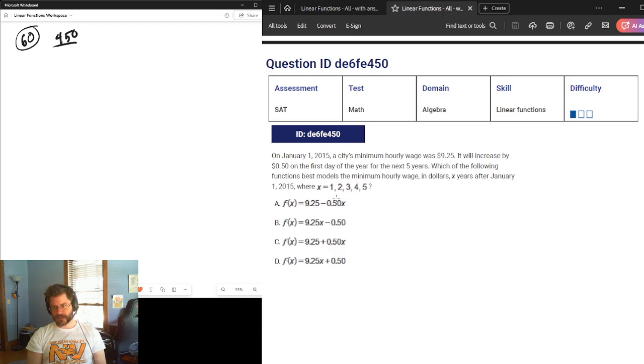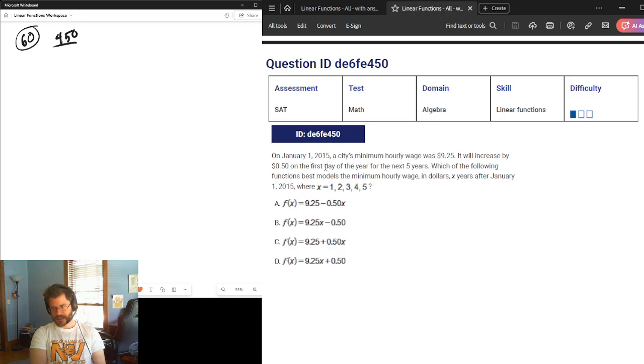So either the slope is negative 0.5, 9.25, positive 0.5, or 9.25 again. And it's really the positive negative 0.5 that's changing it, it seems. So let's figure out what the slope should be. We have an hourly wage of $9.25, so that feels like it should be a slope.